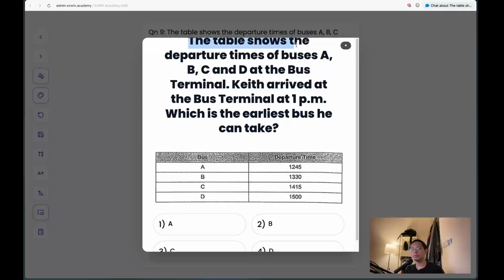Question 9. The table shows the departure times of bus A, B, C, D at the bus terminal. Keith arrived at the bus terminal at 1 p.m.